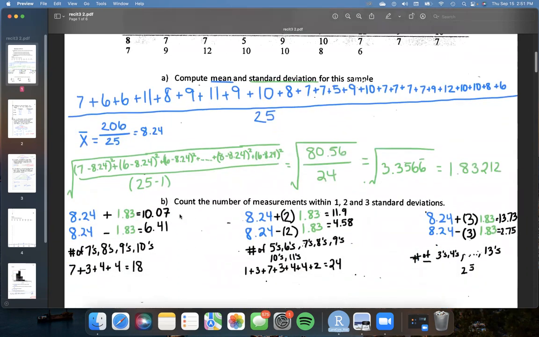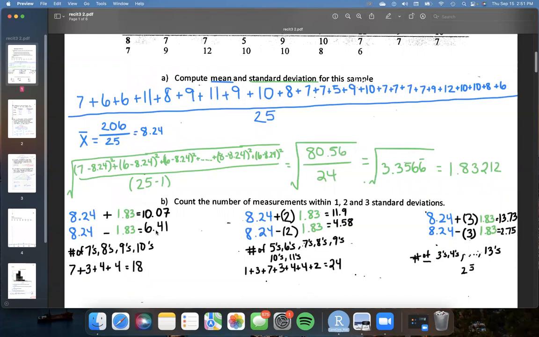All right, first let's just focus on this left-hand one, and I'll go through each one of these. This is for computing the number of measurements within 1 standard deviation. I'm going to take the mean, add the standard deviation, and also subtract 1 standard deviation from the mean, and we get this range: 10.07 and 6.41. Now we want to count how many of our numbers are greater than 6.41 and less than 10.07. If this were an interval, how many of our numbers fall in that interval?